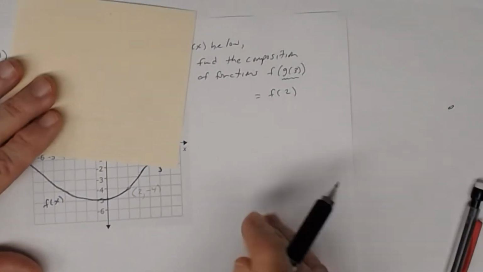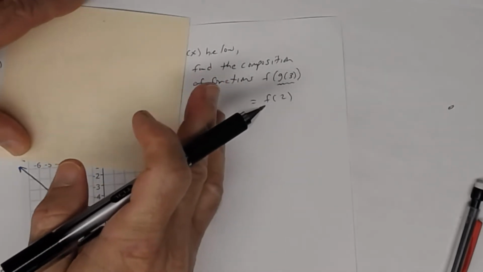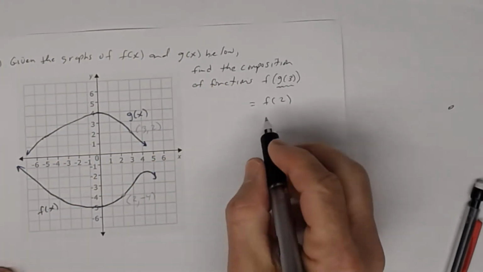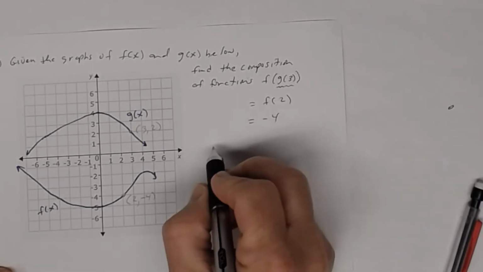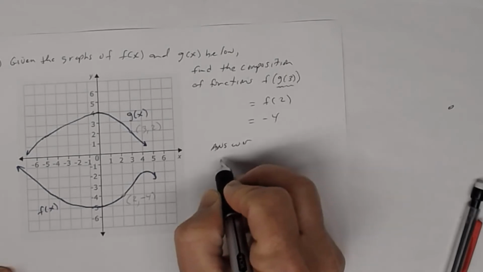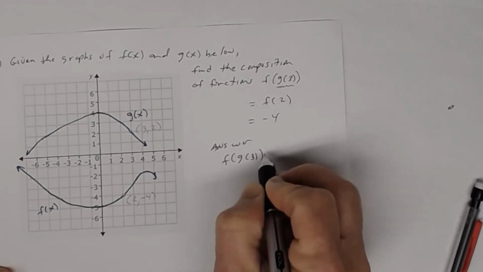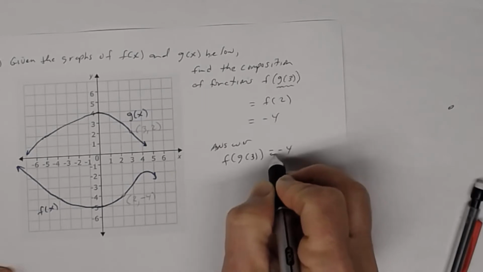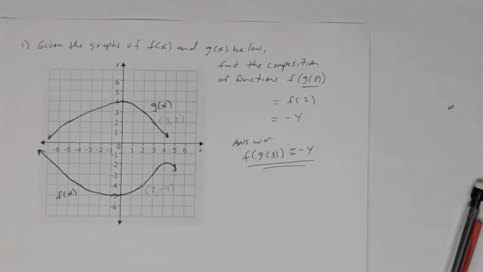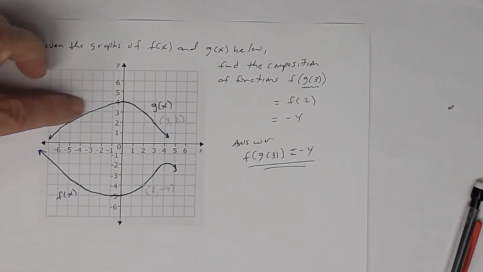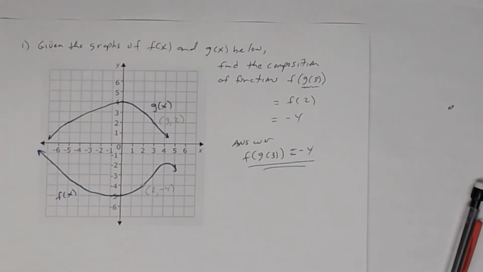So we now have that f of 2 is negative 4. Therefore, f of g of 3 is going to equal negative 4. And so it's very easy, just like it was easy in the previous lesson when you had tables. Graphs work the same way. Remember, a graph is just a set of ordered pairs, just like the tables are a set of ordered pairs. So that's number 1.